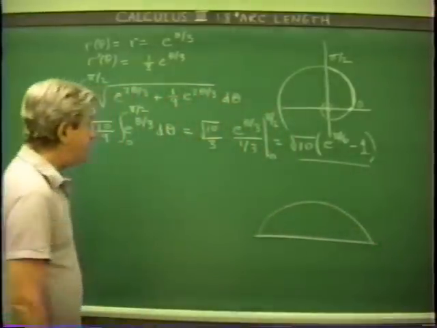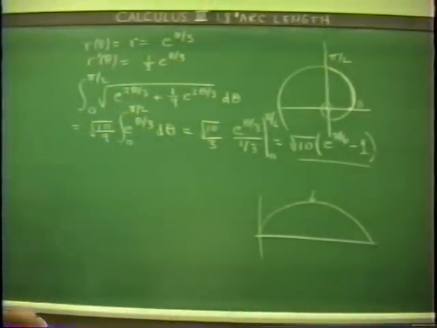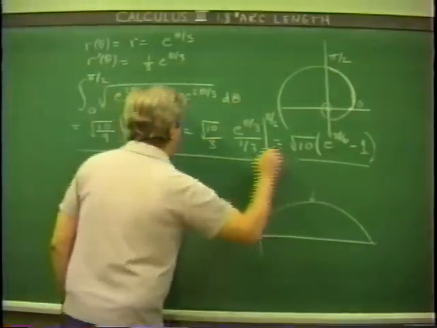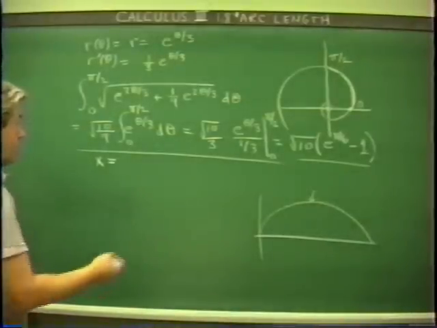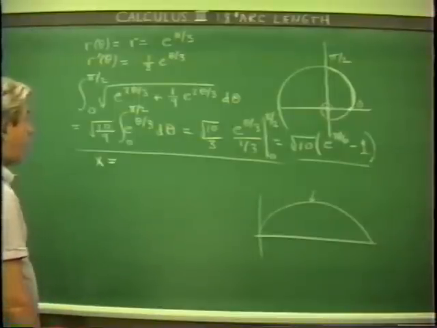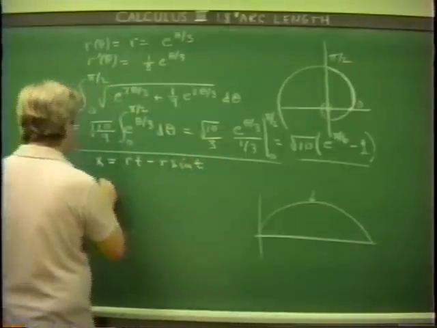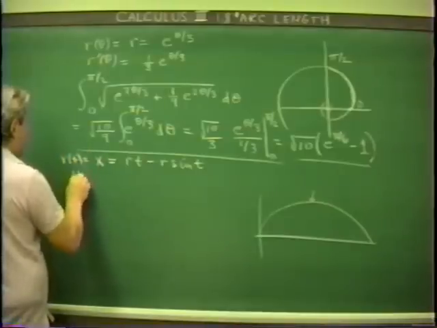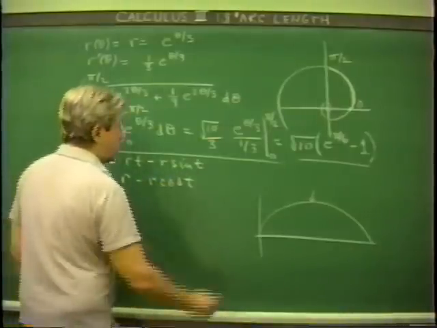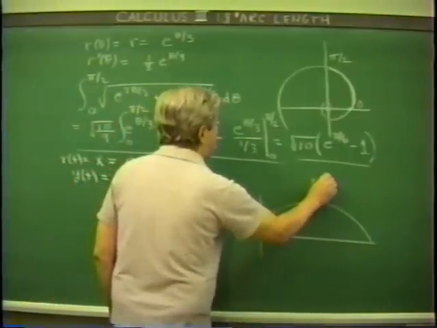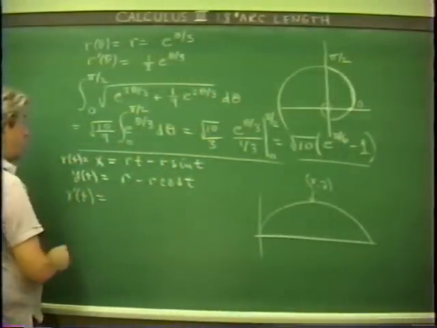Let's look at this next one. Right, the loop of this, and let's compute this arc length. It turns out that this works out very nicely. What do we have here? We've got x equals, I'm going to write this in terms of t instead of theta here because it really is a parameter, t so to speak. r t minus r sine t, that's the x coordinate. The y coordinate at t is equal to r minus r cosine t. Those are the points x, y on this curve.